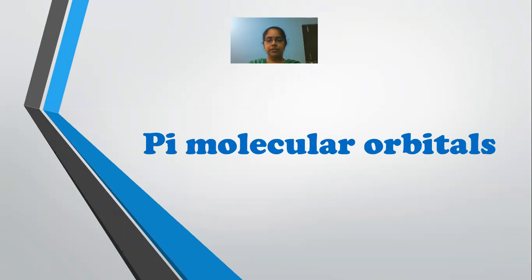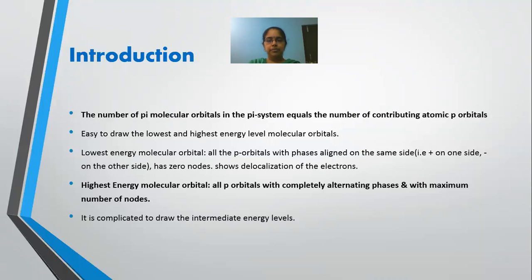Now let us see about pi molecular orbitals. In the previous lecture, I have discussed the molecular orbital energy level diagrams of some simple diatomic molecules like oxygen, fluorine and neon. So today, let us see the molecular orbital energy level diagrams in the case of unsaturated hydrocarbons or organic compounds. Coming to the pi molecular orbitals, the number of pi molecular orbitals formed in any organic compound is equal to the number of atomic orbitals that combine.